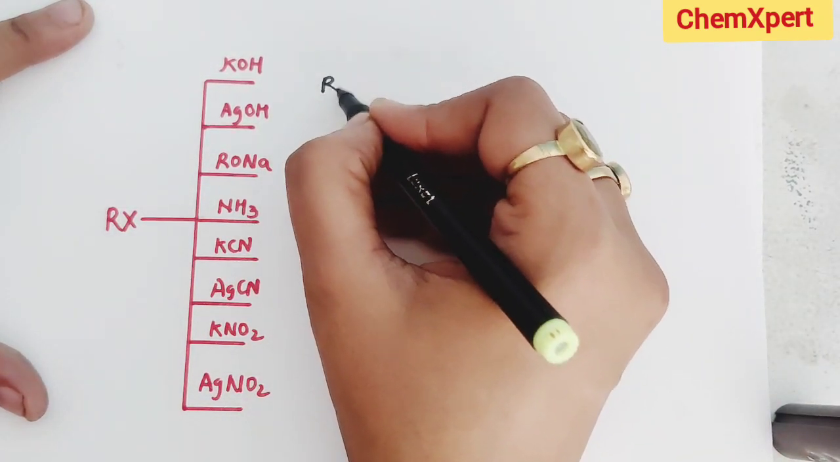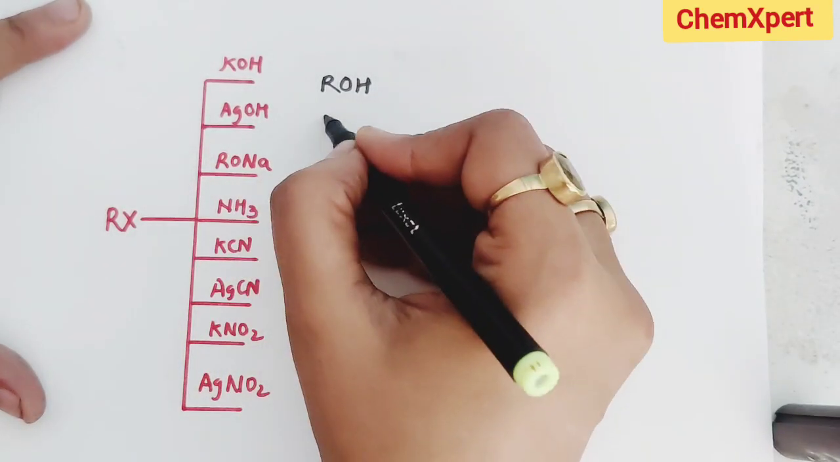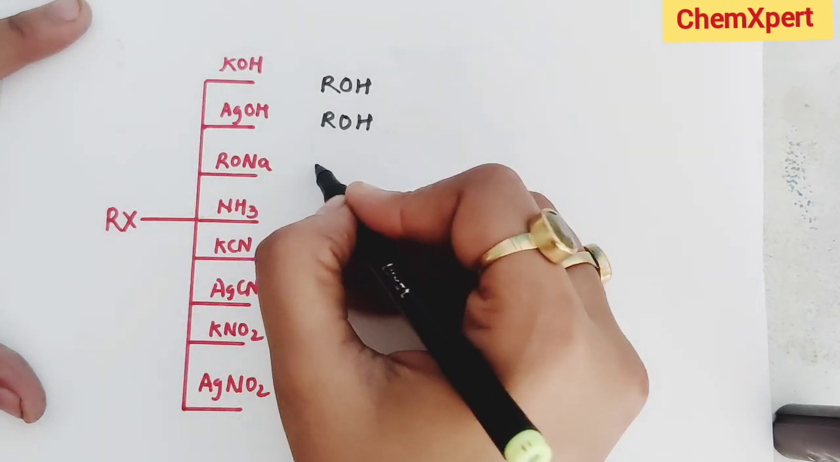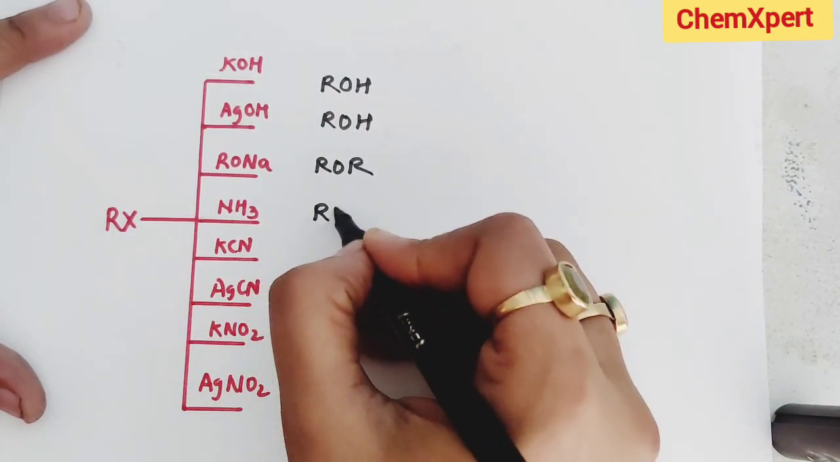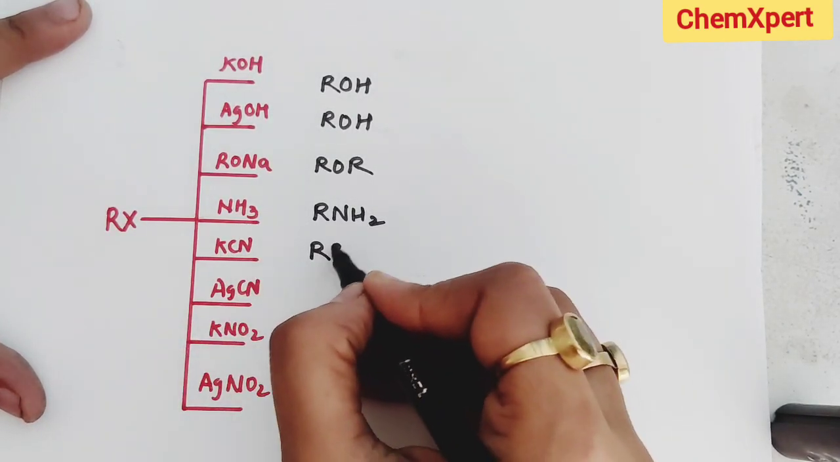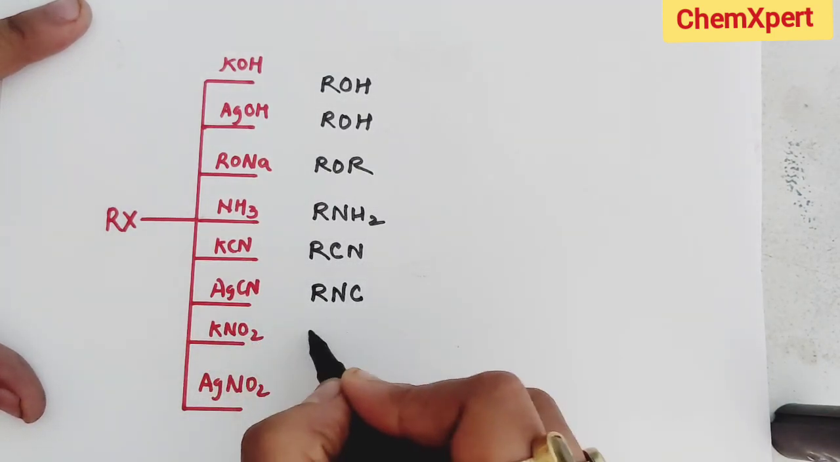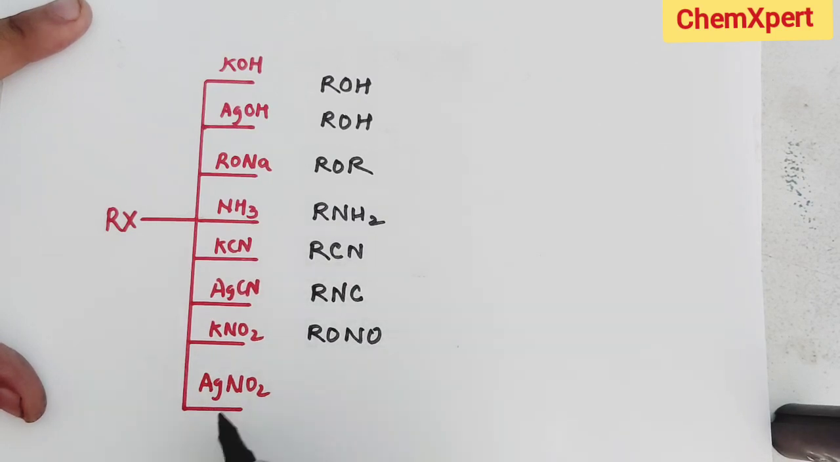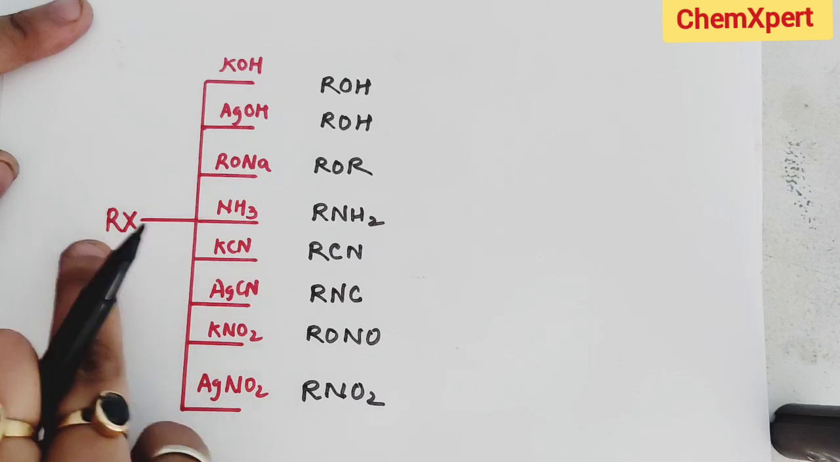In all cases, the nucleophile substitutes this X here, forming ROH. Here again it is forming ROH. Here it is ROR, and the name reaction here is Williamson synthesis. This is RNH2, ammonolysis. In case of KCN, it is RCN, whereas in case of AgCN, it is RNC. In case of KNO2, it is RONO, whereas in case of AgNO2, attack from the nitrogen side gives RNO2. So this is a simple flowchart for all the nucleophilic substitution reactions of the haloalkane.